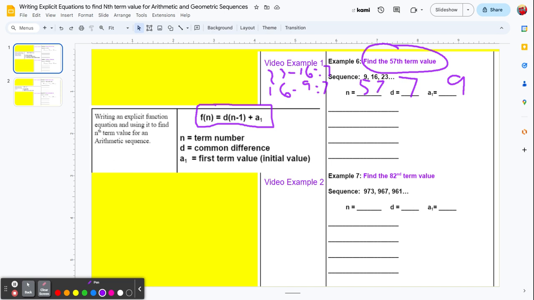So let's do it. Instead of f of n, we're going to say f of 57. That's our input. We're trying to find the 57th term value. It equals the common difference, which is 7, times parentheses, n minus 1, so we put in 57 minus 1, close the parentheses. And then it's plus the initial value, the first term value, which was the 9.